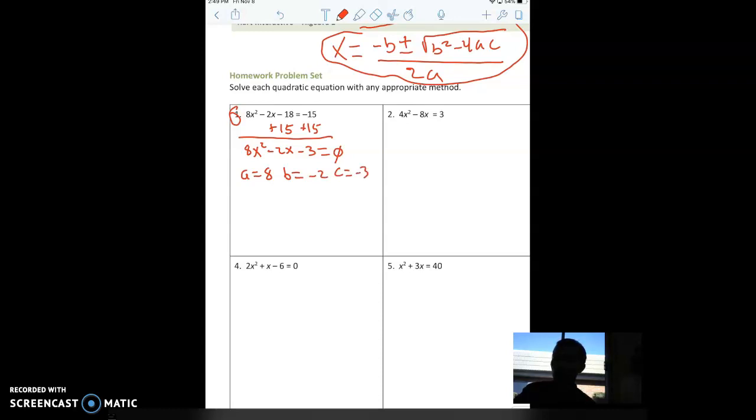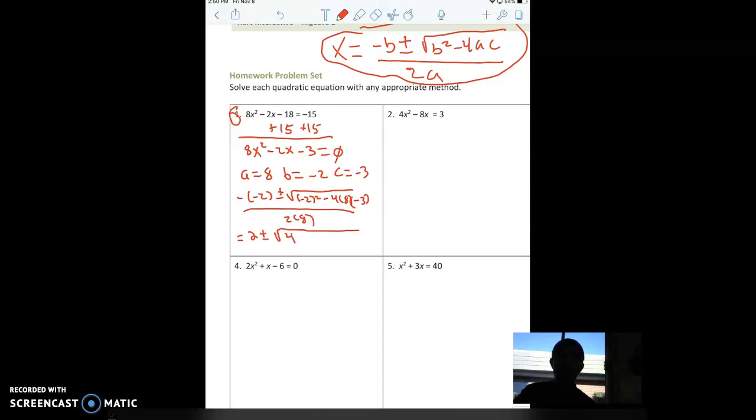Plugging everything into the quadratic formula, I'm going to get the negative of negative 2 plus or minus the square root b squared. So that's going to be negative 2 squared minus 4 times a times c. Okay, all divided by 2a. Okay. So now the goal is I need to simplify that long expression. Two negatives together make a plus. So I'm going to get 2 plus or minus the square root of 4.